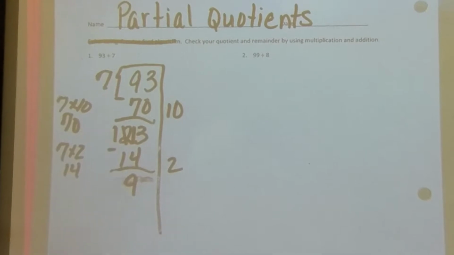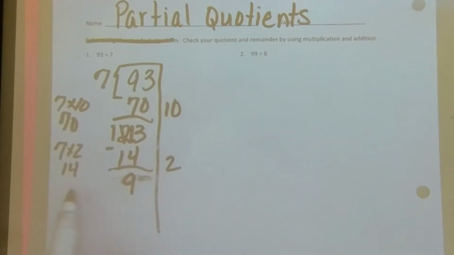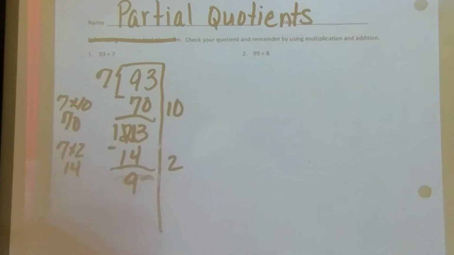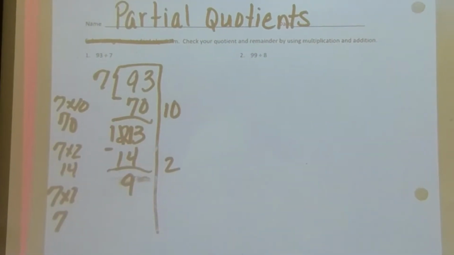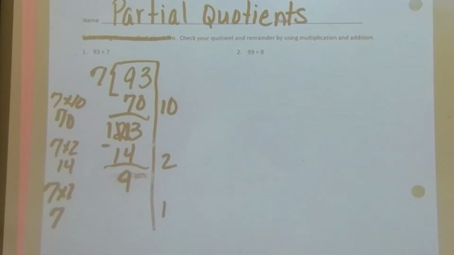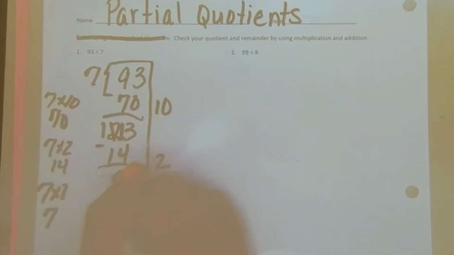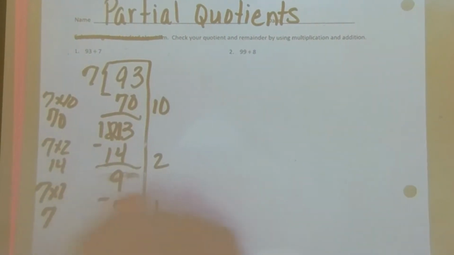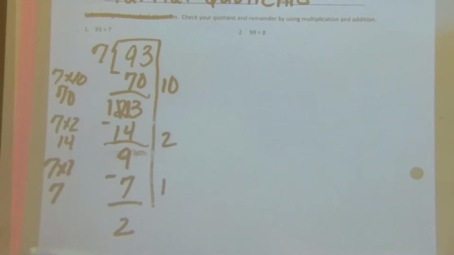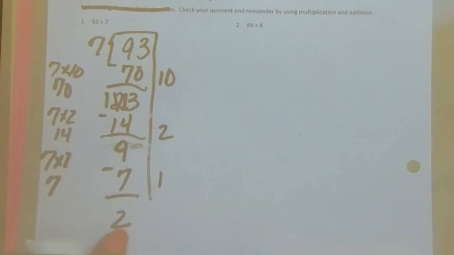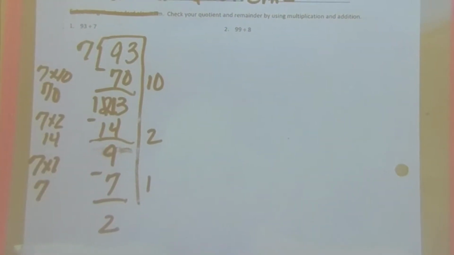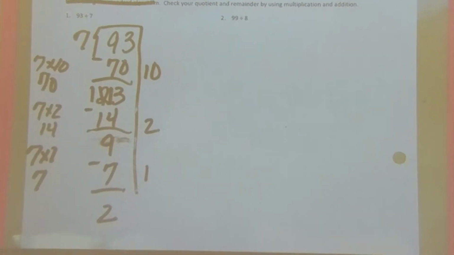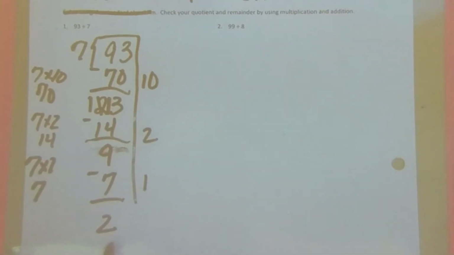And a student most likely would say, well, I can't do 2 groups of 7 because that's 14 and that's too much. But 7 times 1 would give me 7. So I know I can get 1 more group of 7 out of 9, which is a total of 7, and subtract that. And I'm left with 2. And so we teach the kids that once we have a number that is smaller than our divisor, that number will be our remainder. We cannot get a group of 7 out of 2.